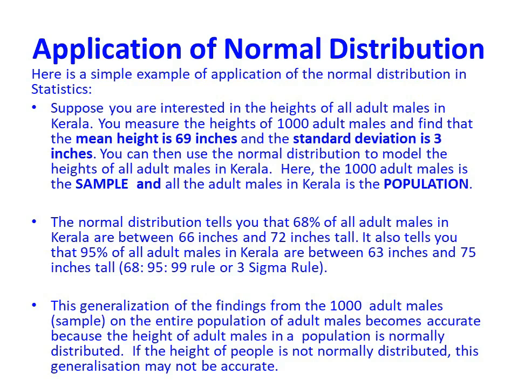The normal distribution tells you that 68% of all adult males in Kerala are between 66 inches and 72 inches tall. It also tells you that 95% of all adult males in Kerala are between 63 inches and 75 inches tall, and 99.7% between 60 and 78 inches, the 68-95-99.7 rule or 3 sigma rule. This generalization of the findings from the 1000 adult males on the entire population of adult males becomes accurate because the height of adult males in a population is normally distributed. If the height of people is not normally distributed, this generalization may not be accurate.